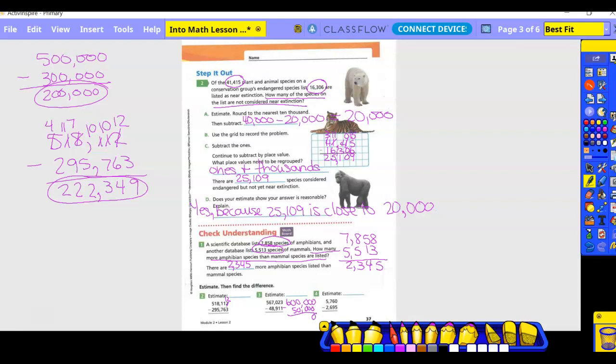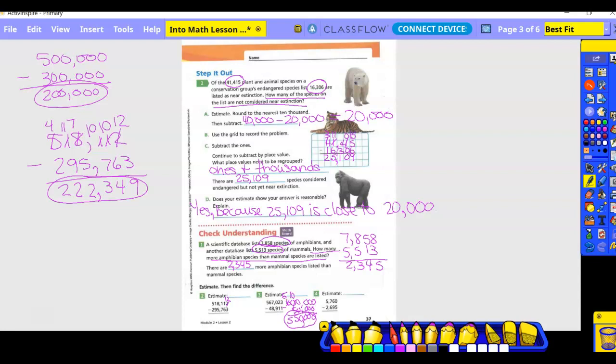0 minus 0 is 0. 0 minus 0 is 0. 0 minus 0 is 0. 0 minus 0 is 0. This 0 becomes a 10, and this 6 becomes a 5. 10 minus 5 is 5, and bring down the 5. So our estimated value is 550,000.